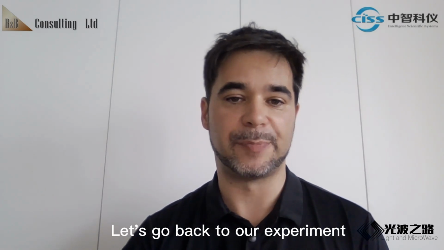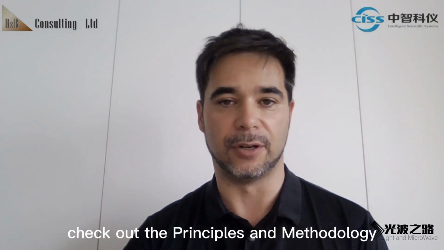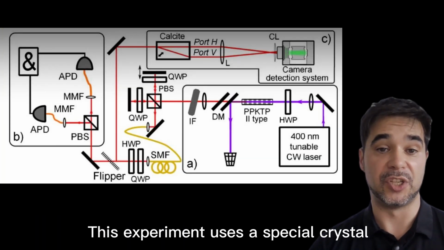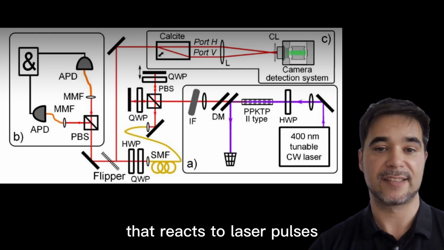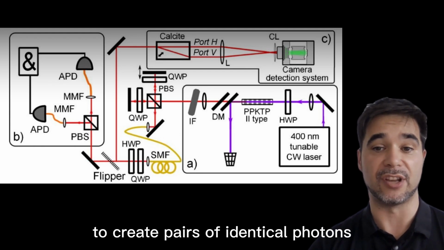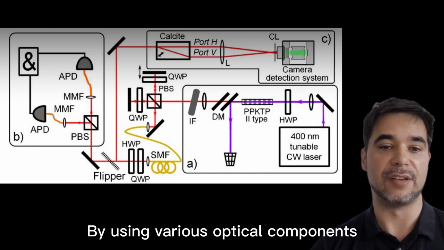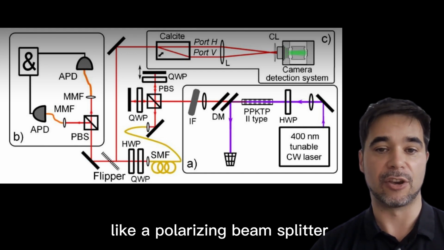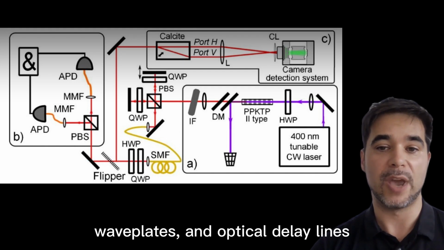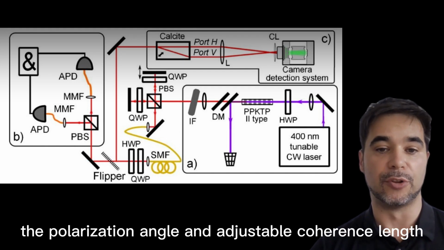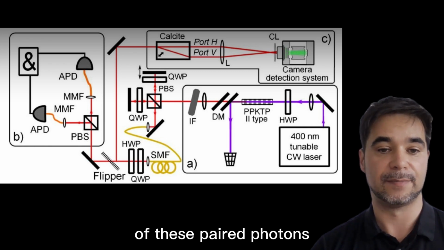Let's go back to our experiment and check out the principle and methodology. This experiment uses a special crystal that reacts to laser pulses to create pairs of identical photons. By using various optical components, like a polarizing beam splitter, wave plates, and optical delay line, the experiment controlled the polarization angle and adjustable coherence lengths of these paired photons.